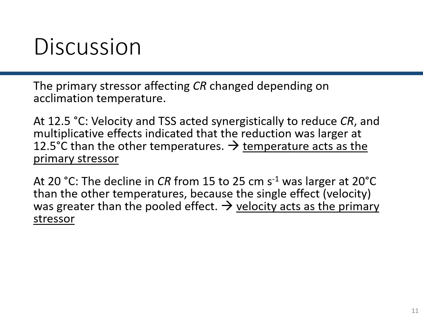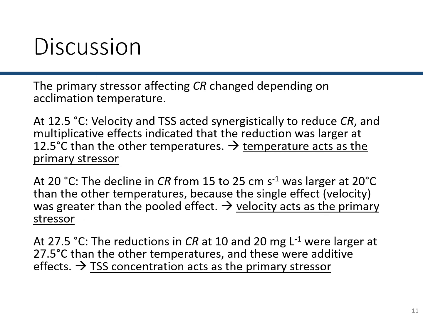At 20 degrees, the decline in CR from 15 to 25 centimeters per second was larger at this temperature than at the others, because the single effect of velocity was greater than the pooled effects. So here, velocity acted as the primary stressor. And finally, at 27.5 degrees, the reductions in CR we saw at 10 and 20 milligrams per liter TSS were larger at this temperature than at the others, and these were additive. So here, TSS concentration acted as the primary stressor.